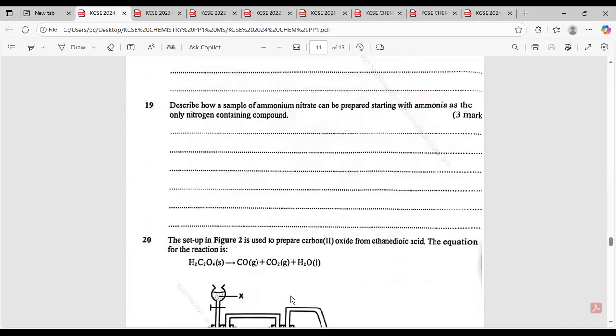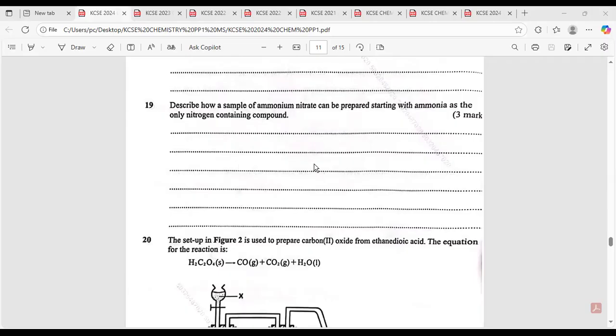Can we have someone read question number 19? Question number 19, someone to read? Okay. So for question number 19, you are told to describe how ammonium nitrate can be prepared, starting with ammonia as the only nitrogen containing compound.